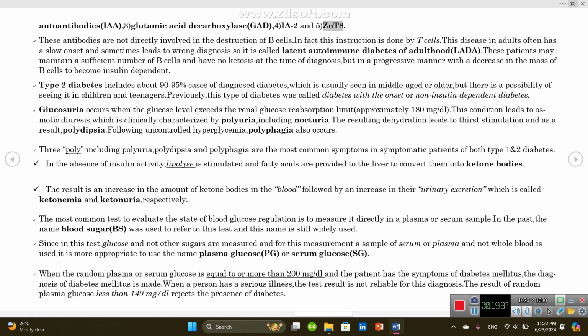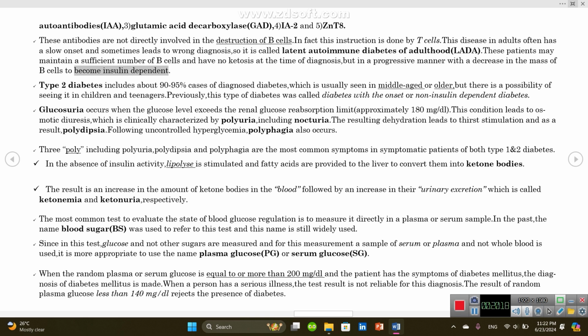These antibodies are not directly involved in the destruction of beta cells. In fact, this destruction is done by T cells, lymphocyte T cells. This disease in adults often has a slow onset and sometimes leads to wrong diagnosis, so it is called latent autoimmune diabetes of adulthood, or LADA. These patients may maintain a sufficient number of beta cells and have no ketosis at the time of diagnosis, but progressively, with a decrease in the mass of beta cells, they become insulin dependent.